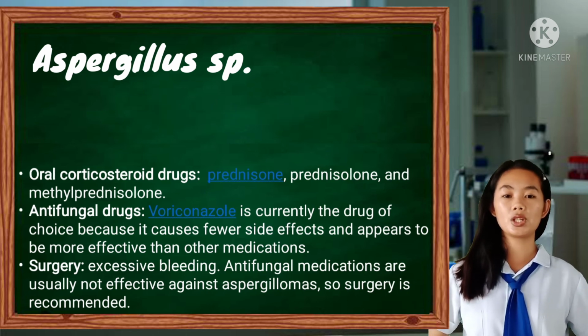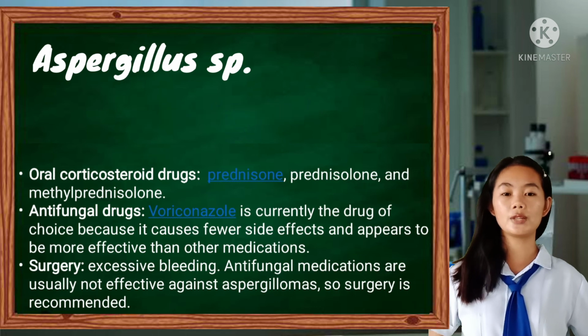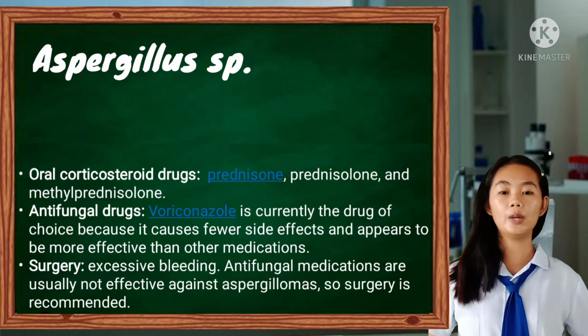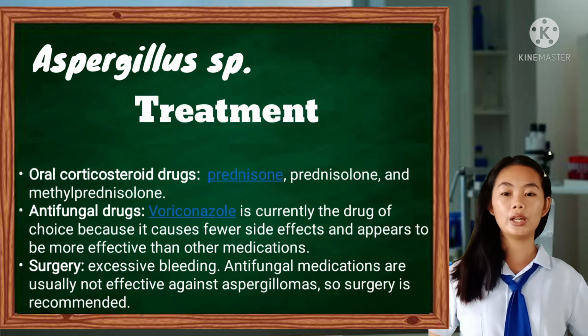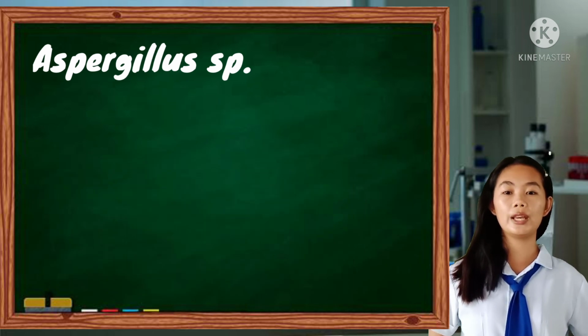These medications are generally used to treat invasive pulmonary aspergillosis. Voriconazole is currently the drug of choice because it causes fewer side effects and appears to be more effective than other medications. Last is surgery. Surgery may be necessary when aspergillomas are present and cause serious problems such as excessive bleeding. Antifungal medications are usually not effective against aspergillomas, so surgery is recommended.